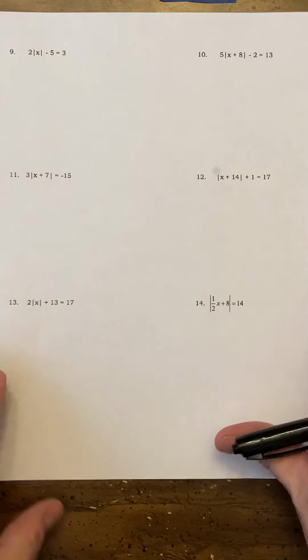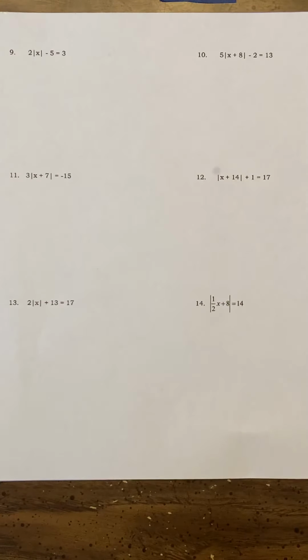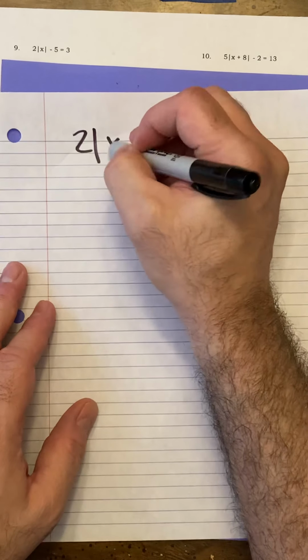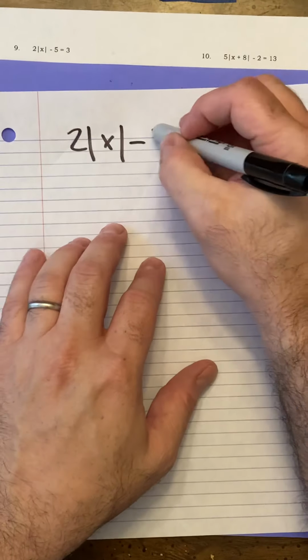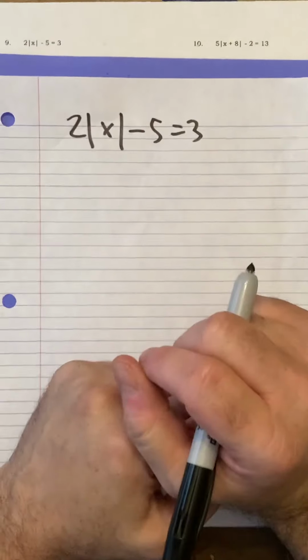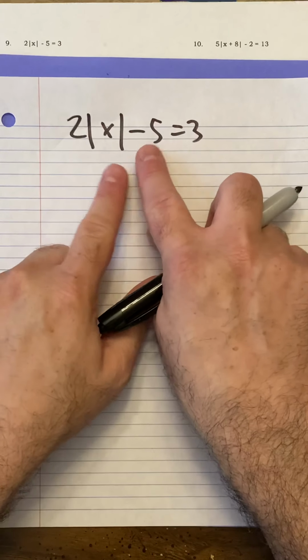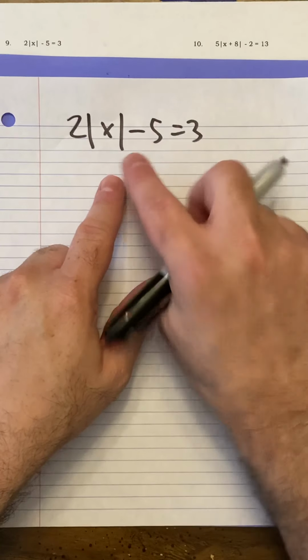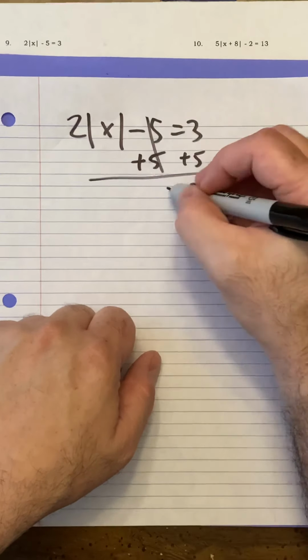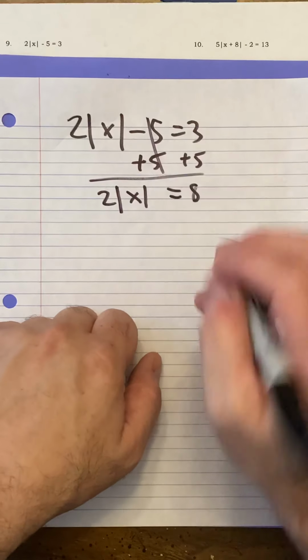All right, in this particular problem, let me grab another sheet of paper so I can write this a little bit larger. So we have 2 times the absolute value of x minus 5 equals 3. We're going to treat the absolute value as a thing we want to isolate. First thing we do when we solve equations, we want to add or subtract. We want to use the additive inverse property here. Add 5 to both sides. This side is going to be 8. This cancels out, and this becomes 2 times the absolute value of x.